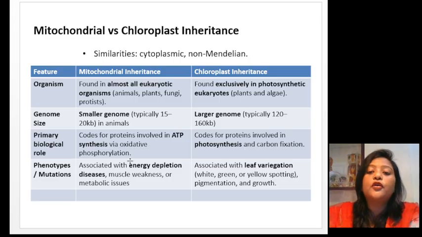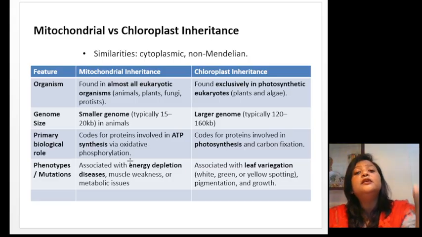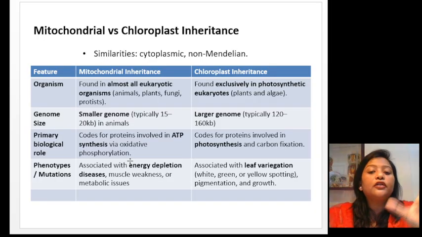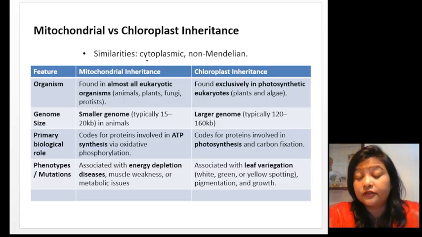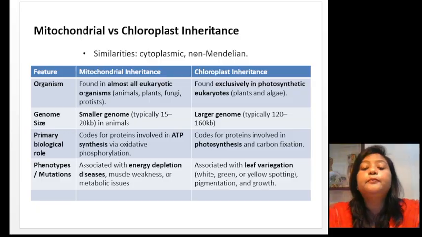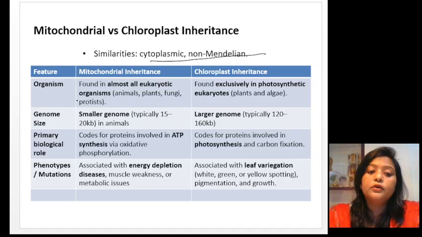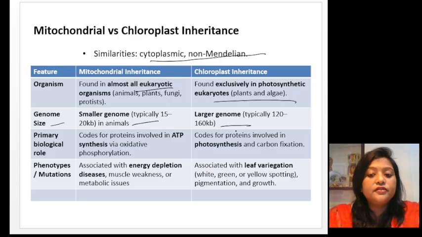Now, coming to mitochondrial versus chloroplast inheritance. I've already done this previously, but I'm just summarizing it for you, in a very short manner. Looking at the similarities, both follow cytoplasmic inheritance, and both have non-Mendelian transmission. Now see the organism: mitochondria are in all eukaryotes, chloroplast only in plants and algae. Genome size is smaller in one, larger in the other. Primary biological role: mitochondria are involved in ATP synthesis, and chloroplast in photosynthesis.